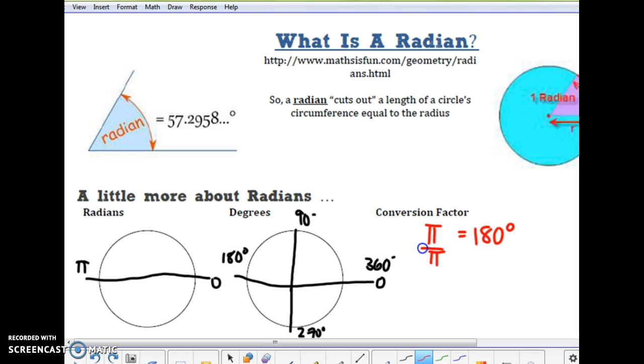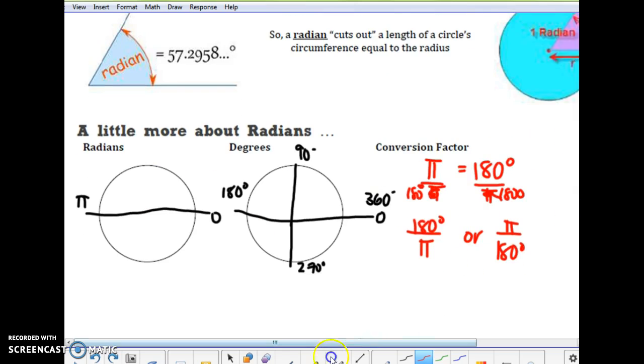So I can divide each side by pi to get my first conversion factor, 180 degrees over pi. Or I can divide each side by 180 degrees, to get pi over 180 degrees. We can go back and forth between degrees and radians, and we're going to do that today and tomorrow a little bit too. The 2 conversion factors that you're going to use are these.